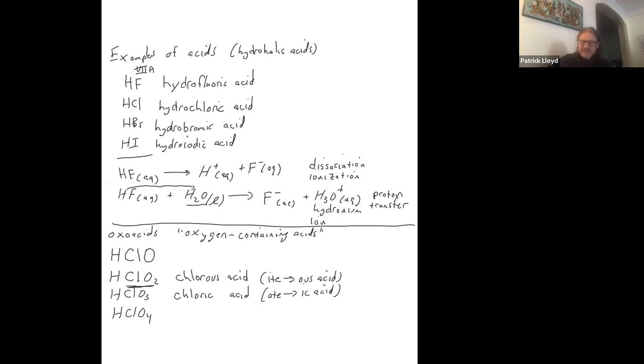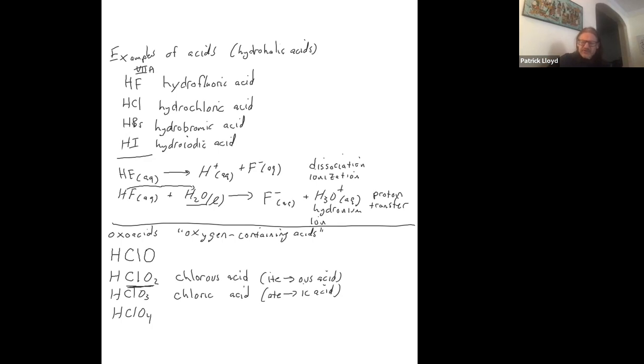And then there's the ate polyatomic ion, which is called ic acid. Notice no hydro at the beginning. The oxoacids don't have hydro at the beginning, only the hydrohalic acids. Those ones are the ones that are going to have the hydro at the end. There's some other hydro as well, but the oxygen-containing acids don't have the hydro at the beginning.